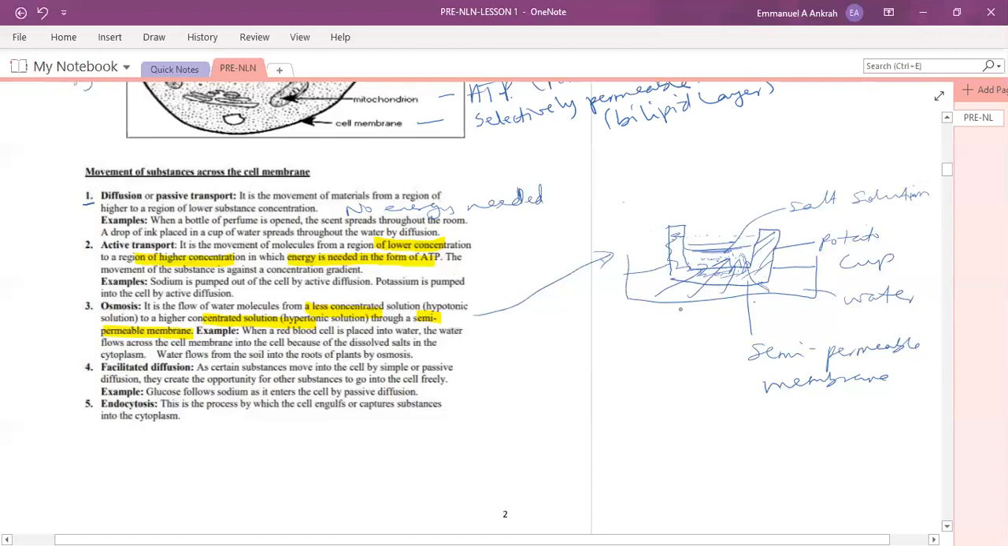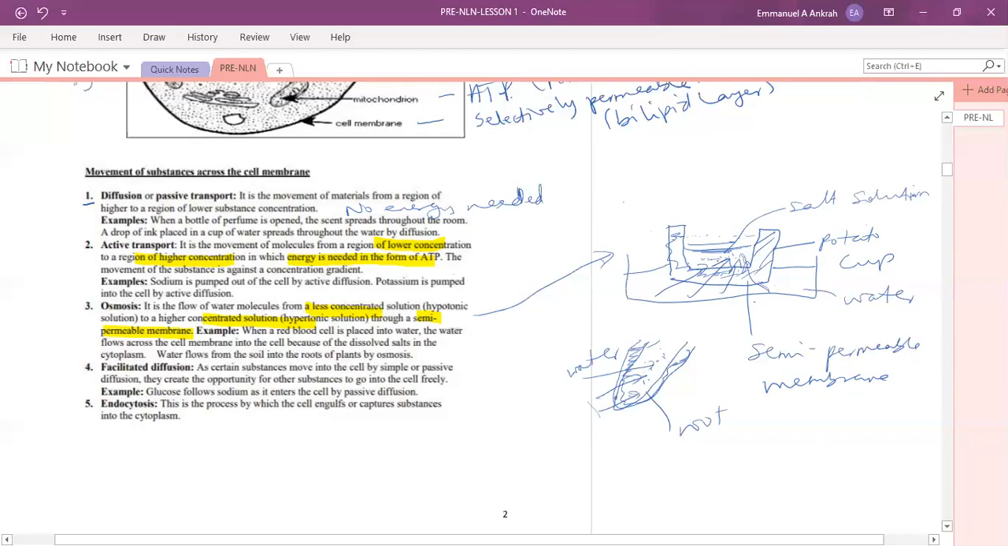Okay. So take the root of plants, as I said, if you take the root of plants, now the membrane will act as semipermeable membrane. It is the root, and then you have dissolved salts here. So the water goes in by osmosis, okay, because it's less concentrated outside than inside.